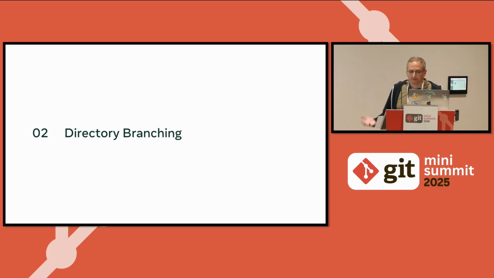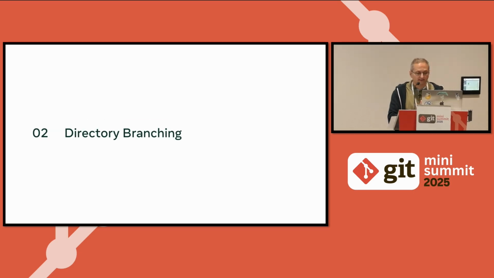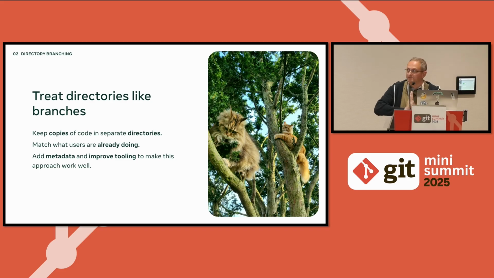So we call this directory branching. It's basically that exact idea where you treat branches like directories. So you keep copies of code in separate directories. And so you still have a monorepo, you still have everything that you're doing in a normal monorepo setup, but you just accept the fact that you've got multiple copies of code in directories next to each other.